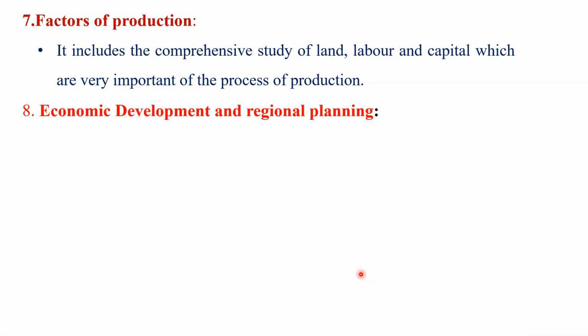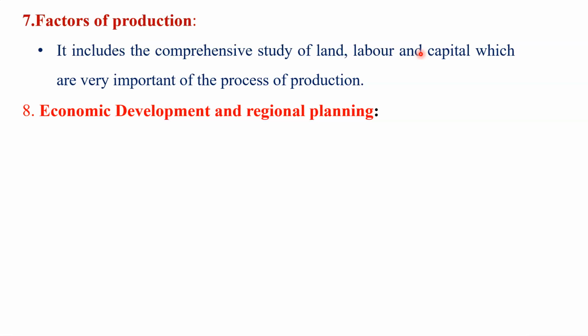Dear student, then we have the factors of production. Yes, this is another very important point that we study in economic geography. The factors of production include the comprehensive study of land, labor, and capital. Dear students, these three factors are very important, and these three factors are known as the factors of production. And by the availability of these factors, we observe the nature of production and the development of production.